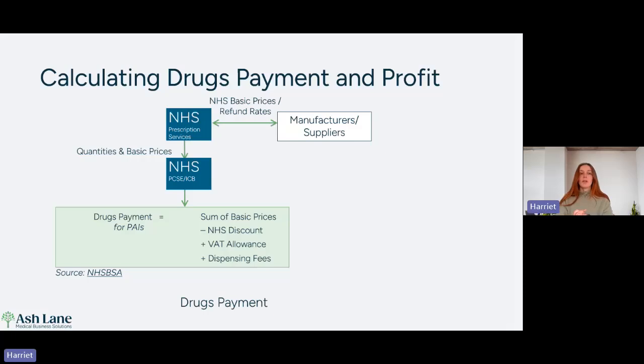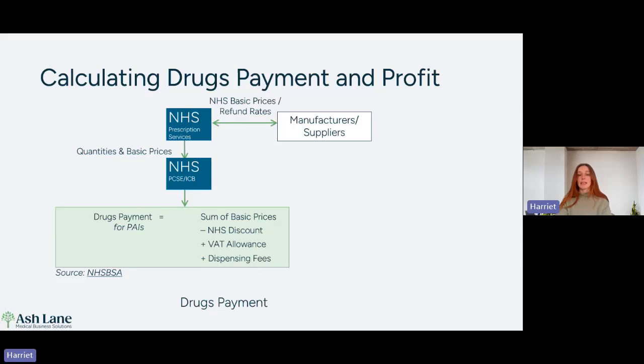So to know how you're doing with your drug's profit, you need to be able to calculate it. Now, it may be something that Kay and the team have already shared with you at the practice level, which is fantastic. However, to be able to increase the overall drug's profit figure, you do need to look at each individual drug and its relative contribution. To do that, I'll introduce how the drug's payment is calculated, and that's in the green box on the screen. So, you take the basic price.